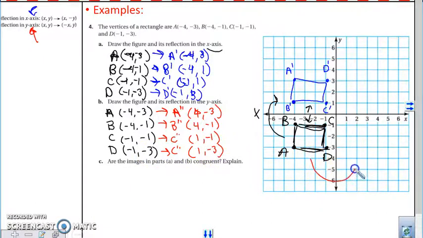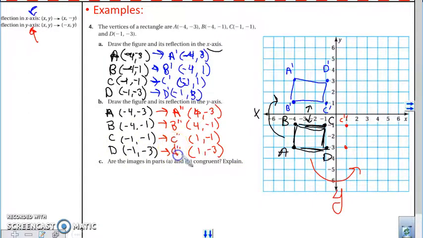So now we're flipping in the y, because here's the y-axis. Our D's and C's will now go to the left side, so there's still going to be 1 away. 1, negative 1. Yep, that's what I got for C right here, too. Okay, D is going to be 1, negative 3. Yep, that's what I got over here.